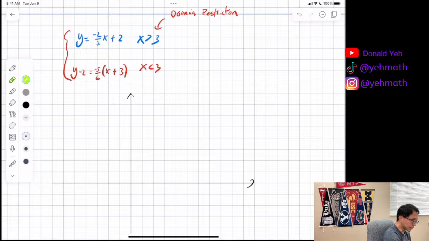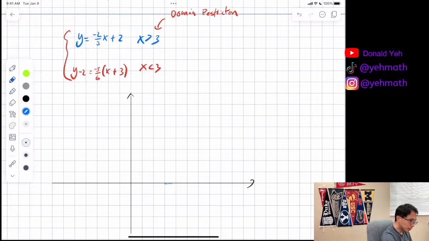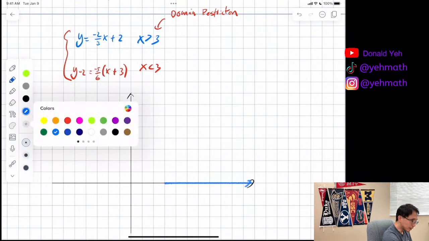So hold on a second, let me see. Blue part of the graph, like this, right? So the blue part of the graph is here. I only graph x is greater than 3. X greater than 3 is gonna be here. Do you see that this part shaded with a color pencil is the blue part? And this part is the red part.